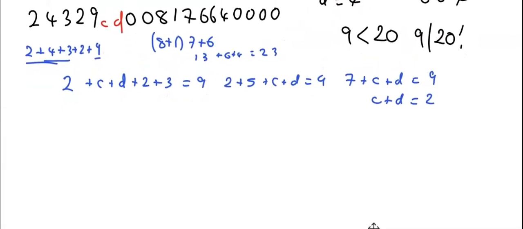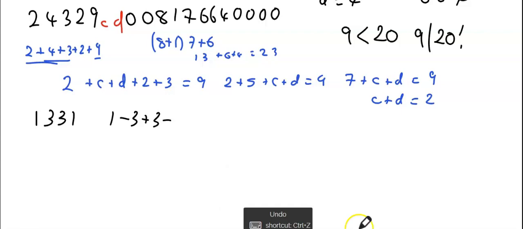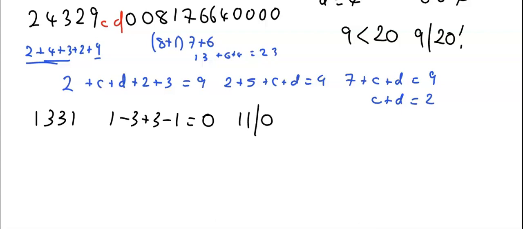And now we consider divisibility by 11. Now to check for divisibility by 11, for example, in the number 1331, we add the digits together with alternating signs. Plus 1 minus 3, plus 3 minus 1, that equals 0. And if 11 divides that number, then 11 divides the number we started with, and 11 certainly divides 0.